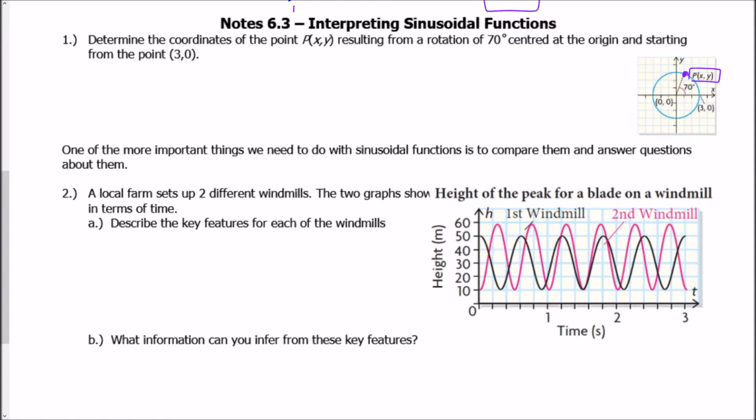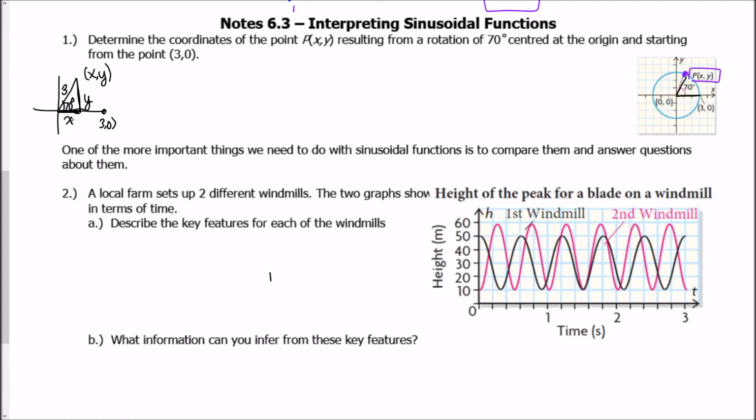If I were to draw a picture of the triangle that's created right here, it started at (3, 0) and it's rotating. I would see that this point (x, y) is formed from a 70-degree angle right here, where this length is my x, this height is the y, and the radius is 3 because it's a circle, so the radius is going to stay 3.